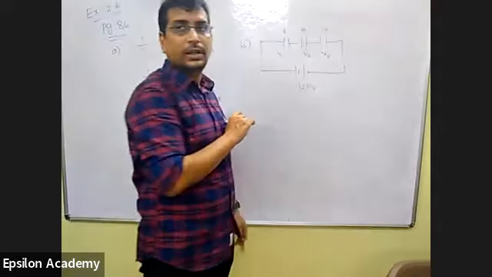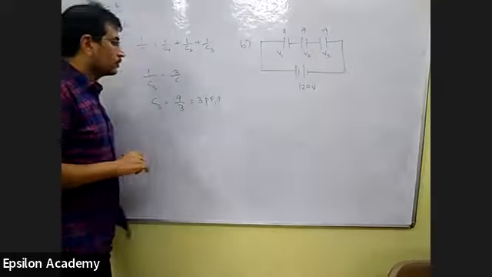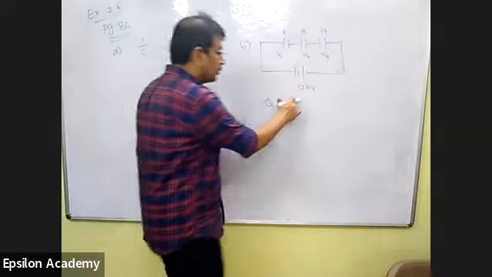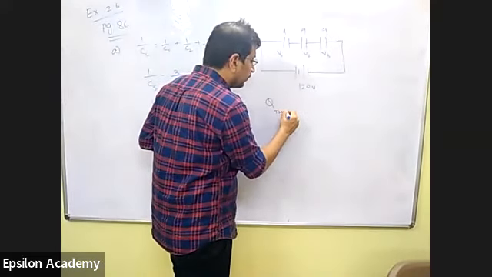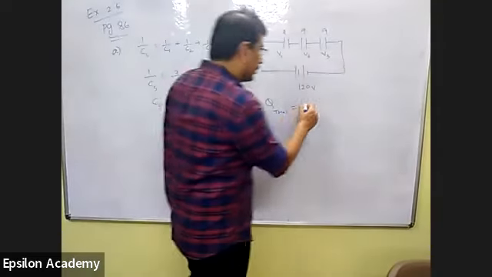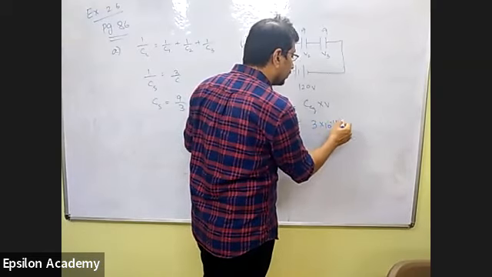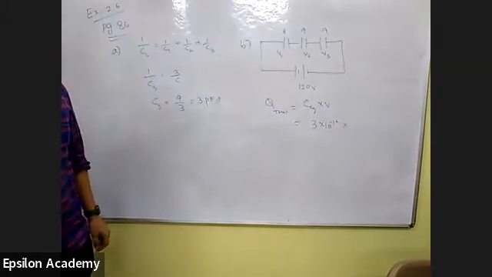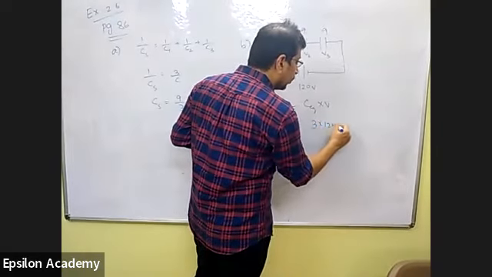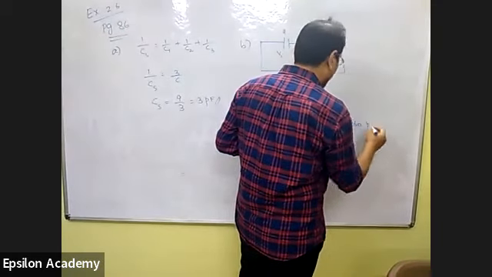So Q is constant, correct? How much will Q be? So Q total will be equal to C equivalent into V. What is the value of C equivalent? So 3 into 10 power minus 12 into what is the value of V? Or I leave it as p itself because in the next step it gets cancelled. 3 into 120. So how much is it? 360 pico coulomb.